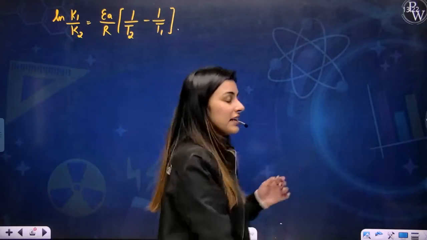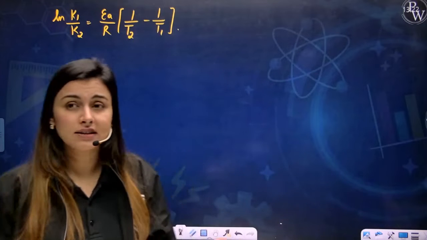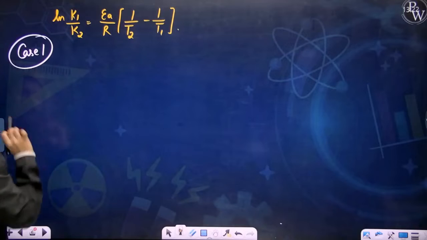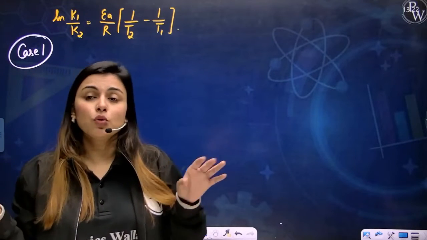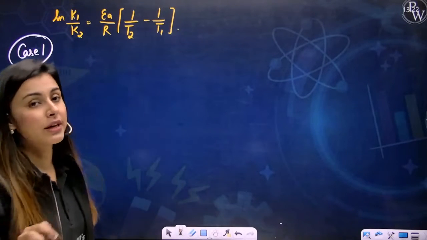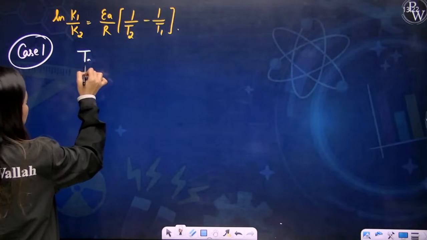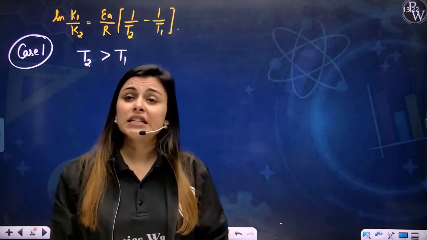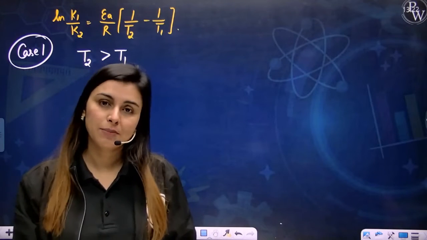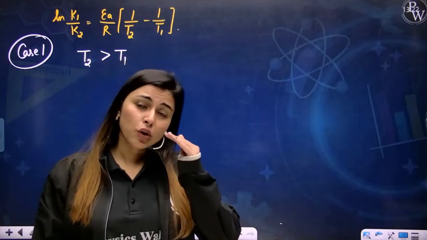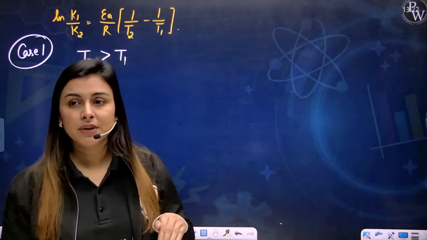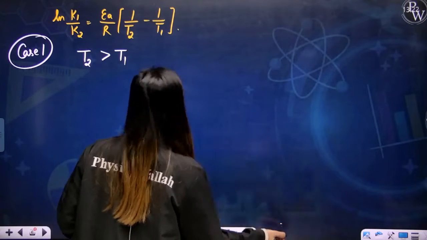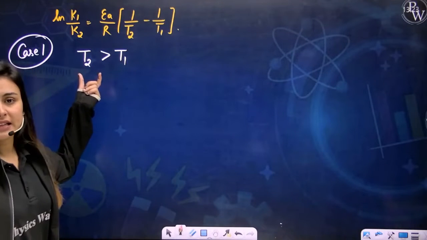Now, my dear students, let's take a few cases and understand this a little more. Let's take case 1. I am saying that I don't know whether K1 is more or K2 is more, but I know that in temperature, let's say T2 is more than T1. So if your T2 temperature is more than T1 temperature, then what will happen?